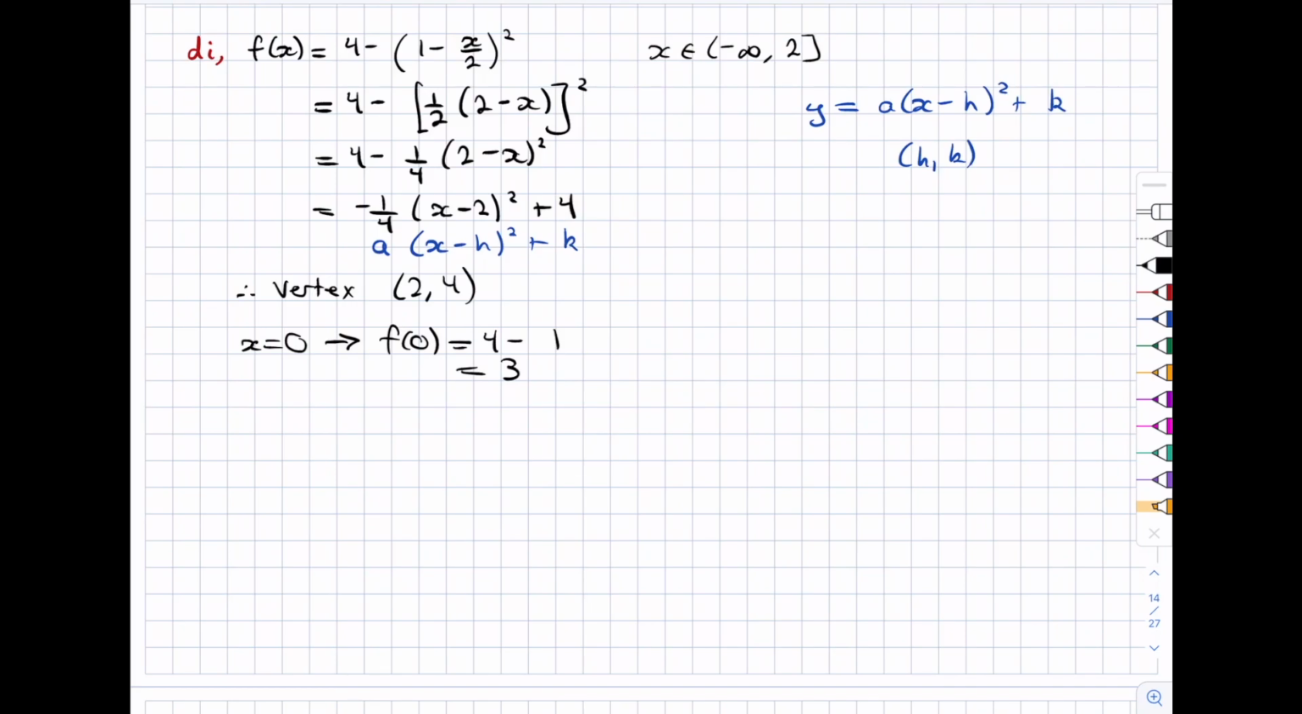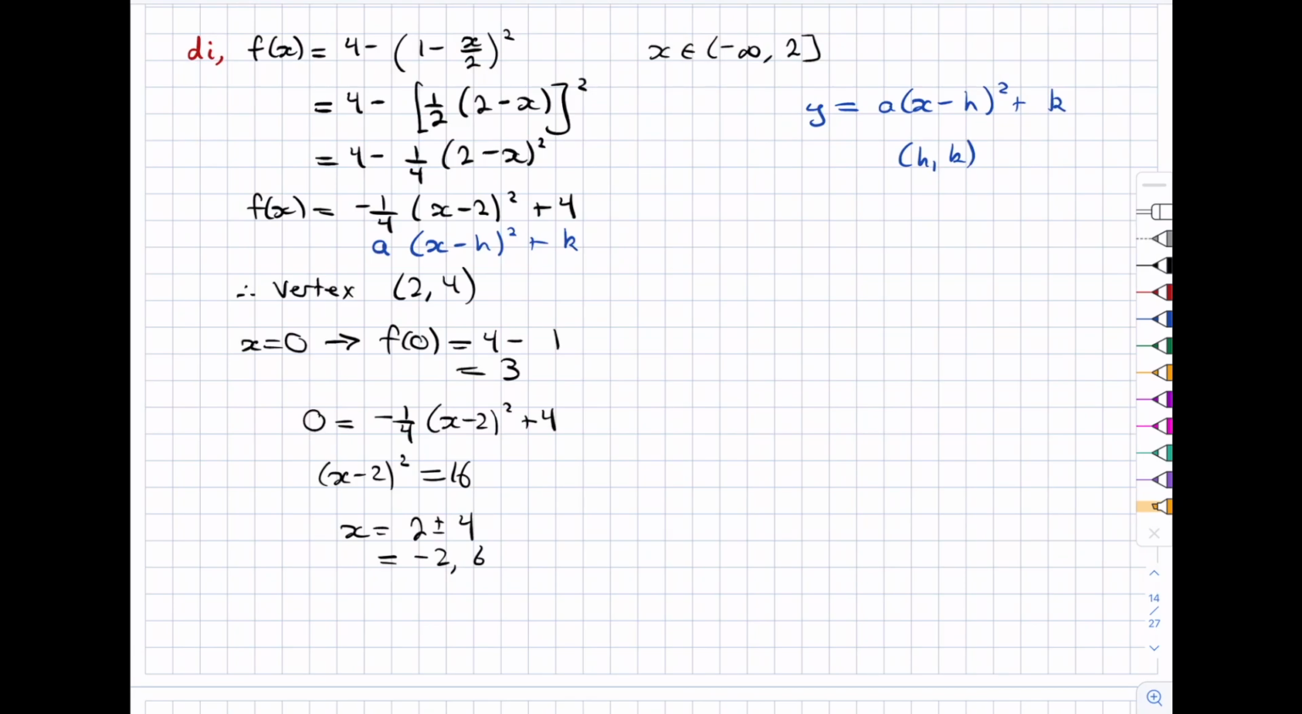And if I want to find my x-intercepts, I'm actually going to take this f of x equation, which is probably the better one to work with. So let's set that equal to 0, or set f of x equal to 0, I should say. If I do a couple of steps in one, (x minus 2) squared equals 16. So x equals 2 plus or minus 4. Okay, and so we get -2 or 6.